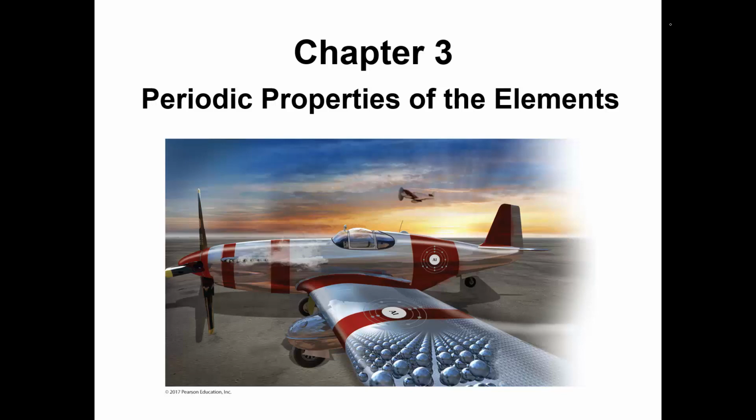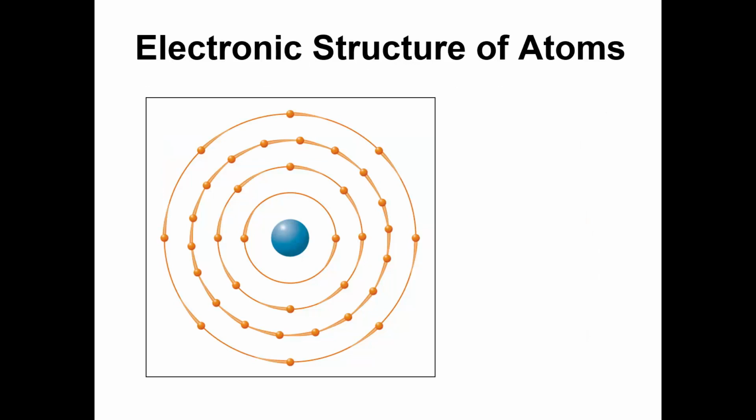So, periodic properties of the elements. What we have here is an airplane, and an airplane uses aluminum as a metal for its construction purposes. We choose it because it has low density and it is strong, and that is entirely because of its electronic and nuclear makeup. And that's what we're going to look into in more detail.